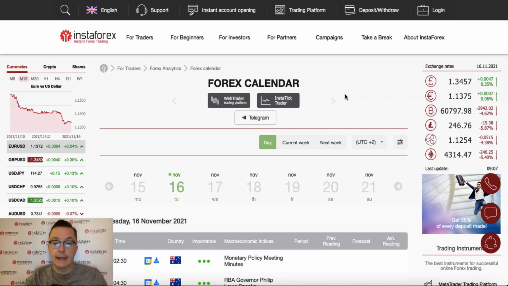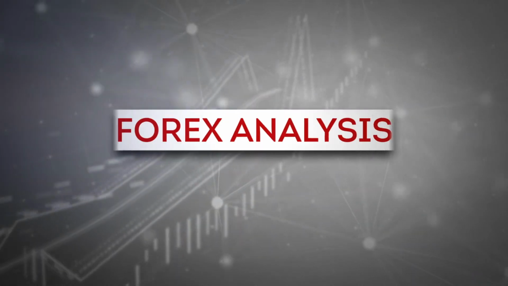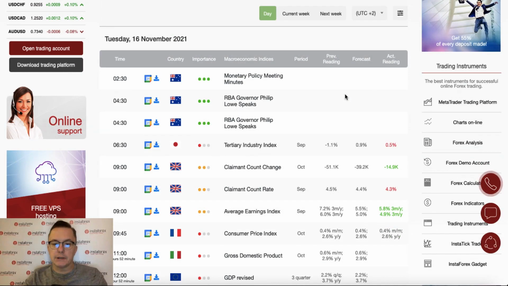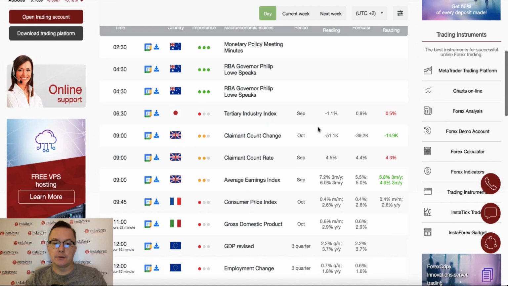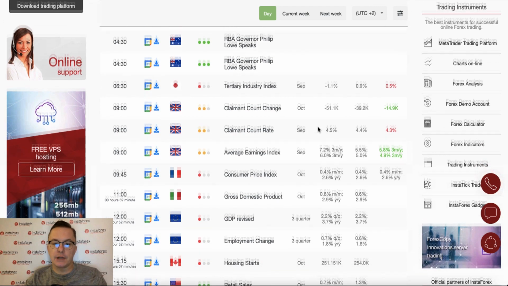Today is Tuesday, November 16th, 2021. Let's take a look at the Forex calendar. Monetary policy meeting minutes and the RBA Governor Philip Lowe speech were the most interesting events overnight. As you can see, those have three green dots here, means that they are very important. But that's about everything from the news front overnight.